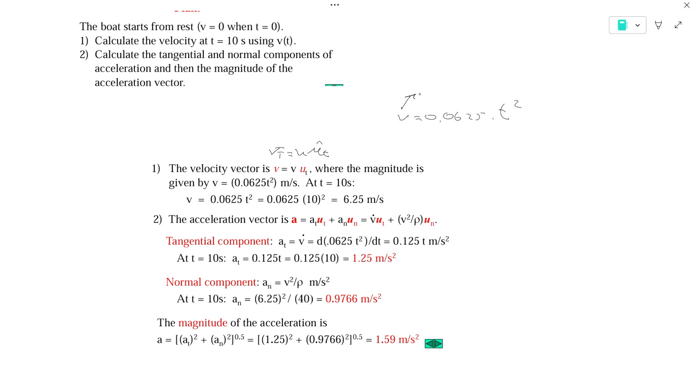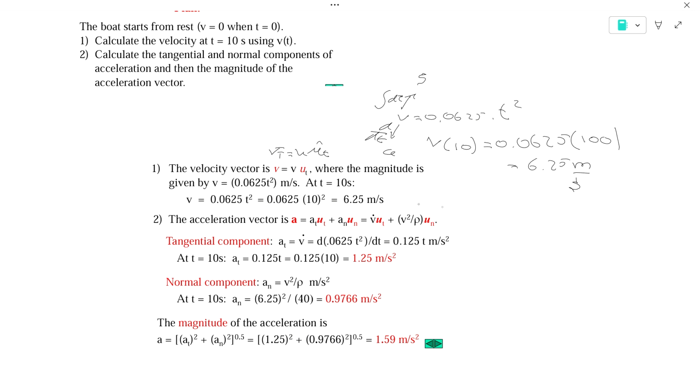Actually, if we want, we can find the displacement or anything by integrating. If you integrate this with respect to time, you'll find the displacement. If you differentiate this, you find the acceleration. So all we need to know is the velocity at time 10 seconds, which is equal to 0.0625 times 10 squared, which is 100, and that is equal to 6.25 meters per second. Very simple.